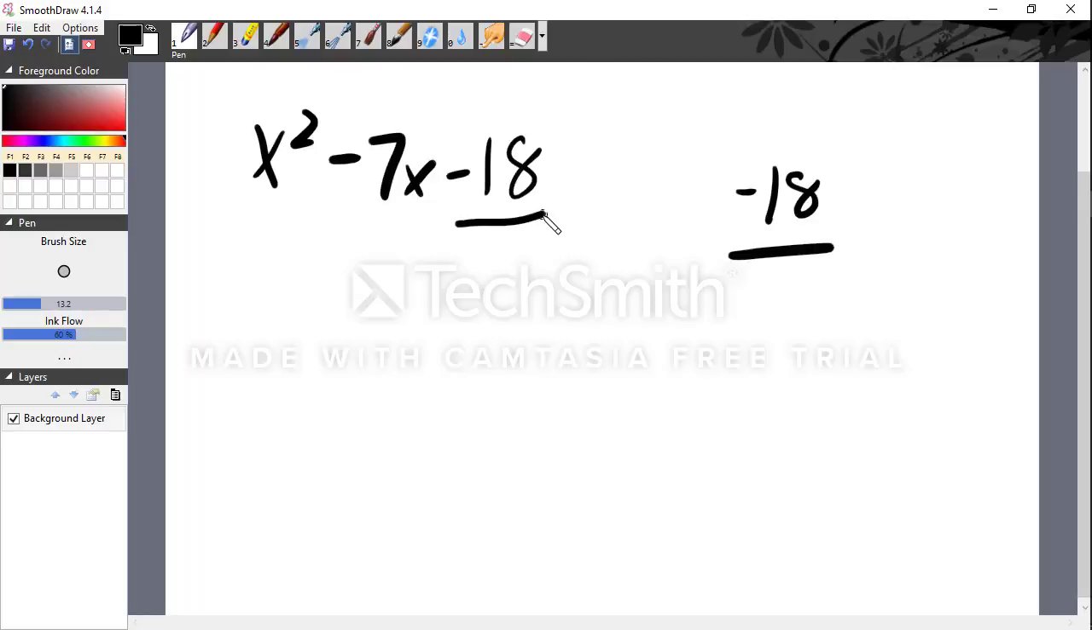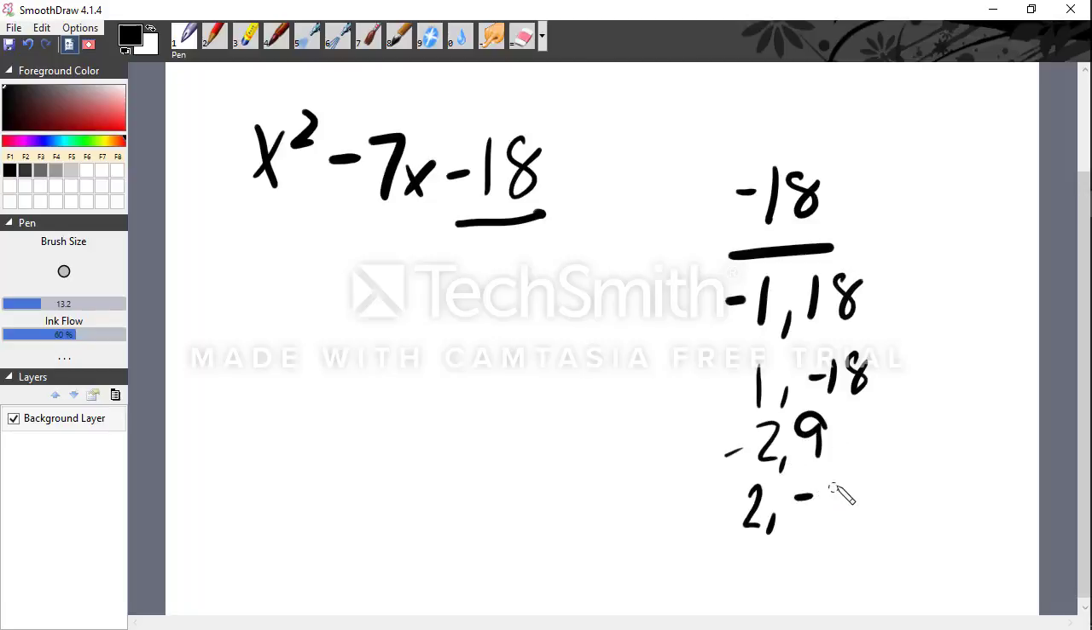So I want to look again at this last term, negative 18. What are all the numbers that give me negative 18? Well, I could have negative 1 and 18, 1 and negative 18, negative 2 and 9, 2 and negative 9, negative 3 and 6, or 3 and negative 6. I ran out of space there. And I want the unique pair of these that gives me this middle term.